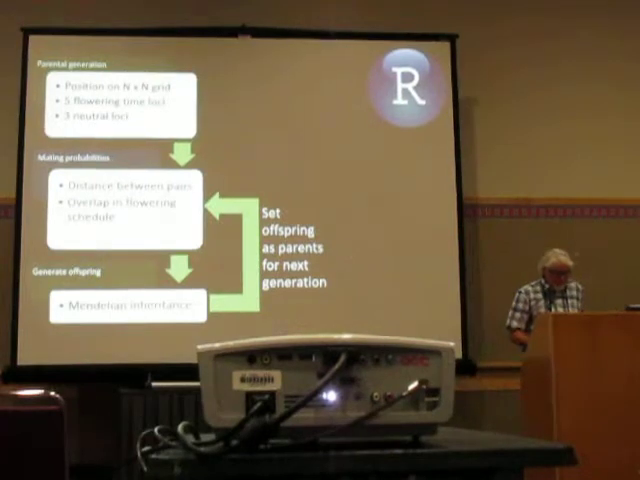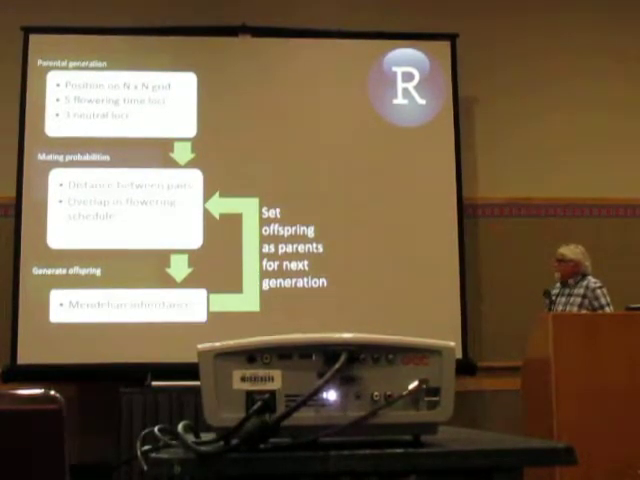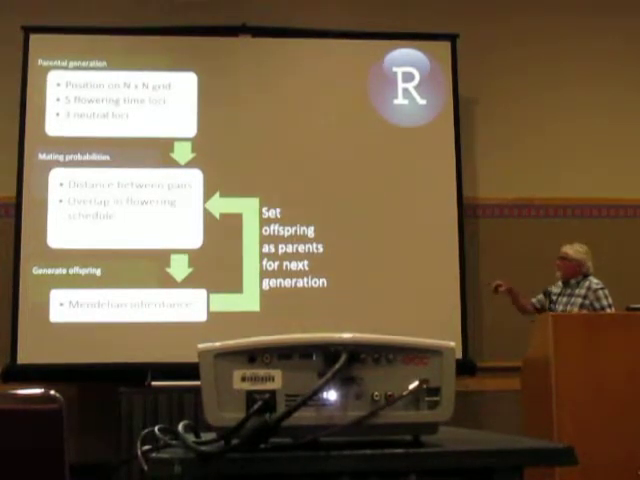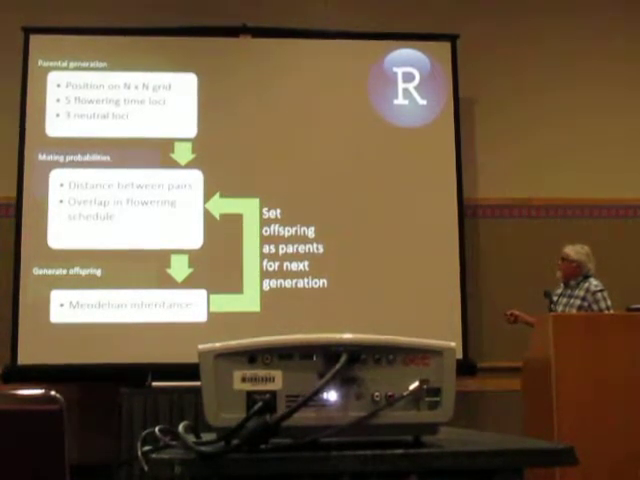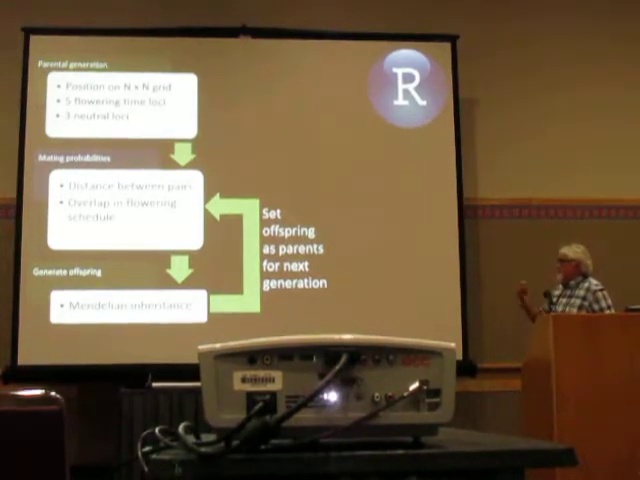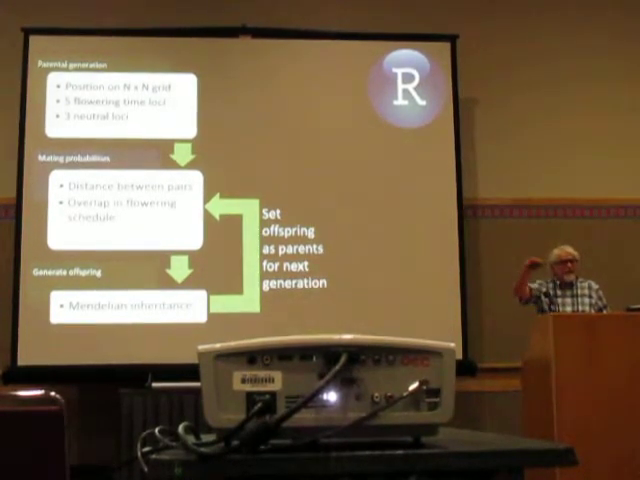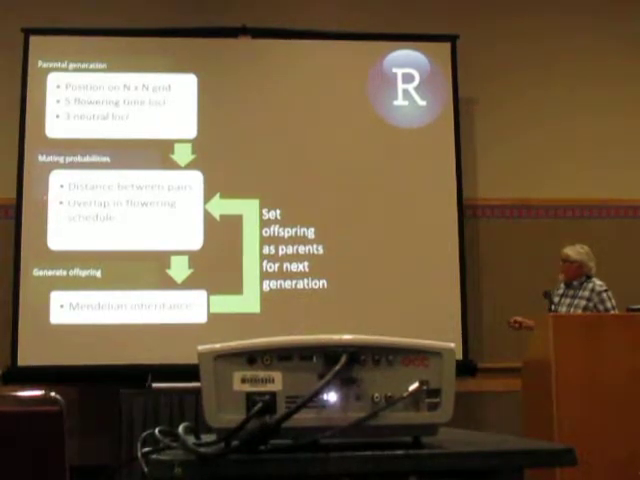So it's just a simple simulation that we did where we had an n by n grid, one plant at every point on the grid. There were 5 flowering time loci that we looked at. Actually, it was 10 neutral loci that we looked at, unlinked, and we kept track of individuals generation after generation. Every individual on the grid was assigned a mating probability to every other individual on the grid. That mating probability was determined by the distance and their overlap in the flowering schedule.